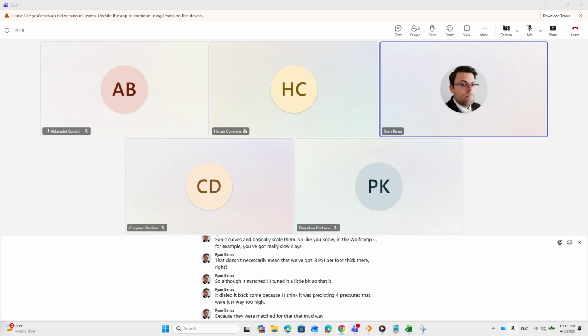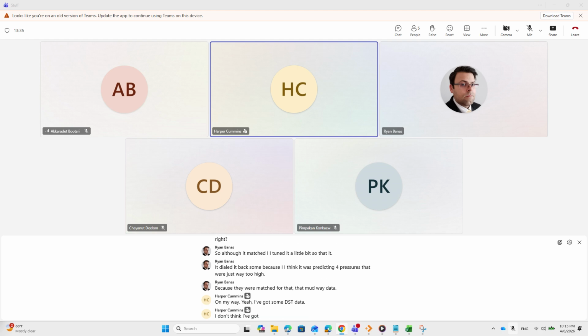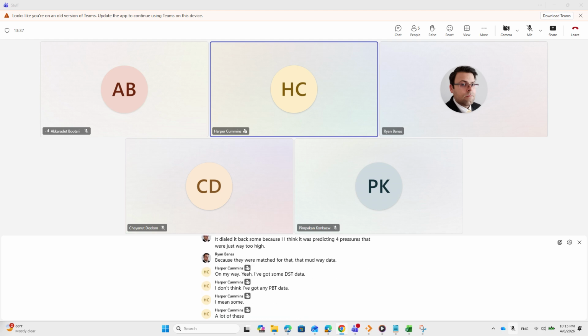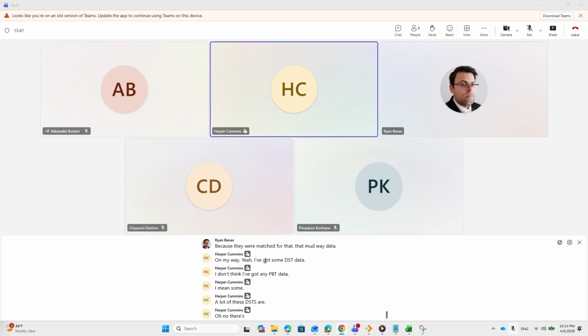The mud weight, yeah. I've got some DST data. I don't think I've got any PVT data. I mean, a lot of these DSTs are... Oh no, there's a few of them that are not in the conventional anticlines.